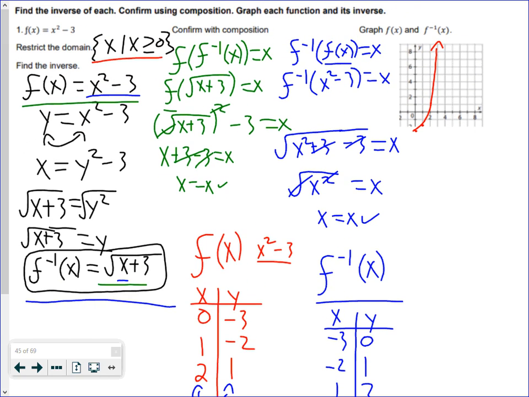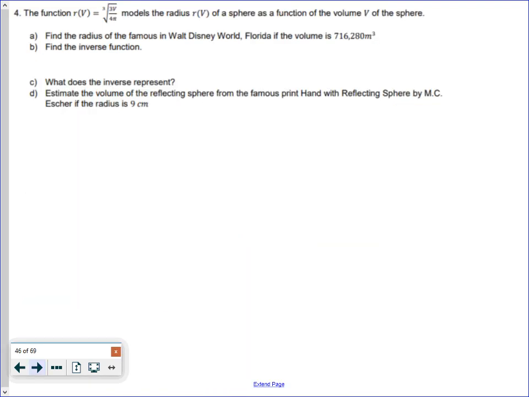So we have -3, 0. That'll be about right there. -2, +1, right around there, and then 1, +2, right there. Our function will look like that. And it looks just like a square root function because it is a square root function, and so we know we graphed it right. All right, so that's number 1. Let's keep on going. Number 4.